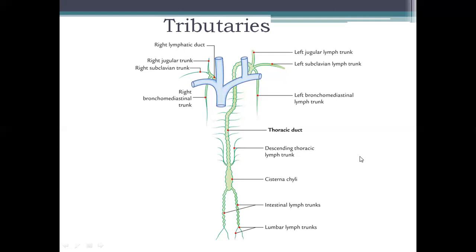So on the whole, the tributaries we have are, first, in the abdomen, the lower 6 intercostal lymph nodes. Then in the thorax, we have 2 ascending lymph trunks, 2 descending lymph trunks, and also lymph vessels from the posterior mediastinum. And then in the neck, we have 3 lymph vessels: one is the left jugular lymph trunk, the other is the left subclavian lymph trunk, and the last one is the left bronchomediastinal lymph trunk.